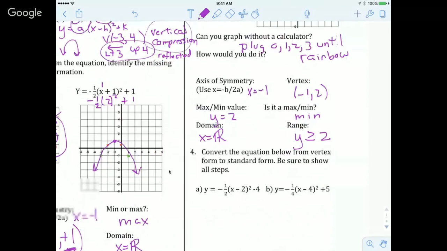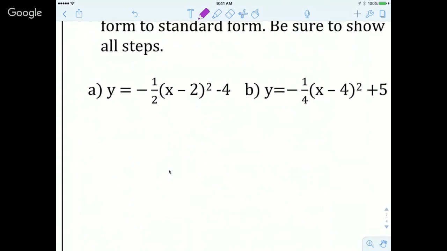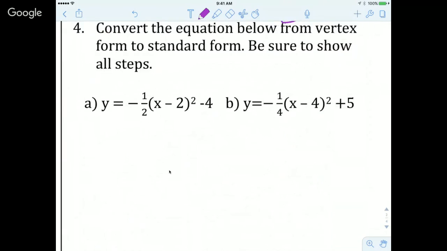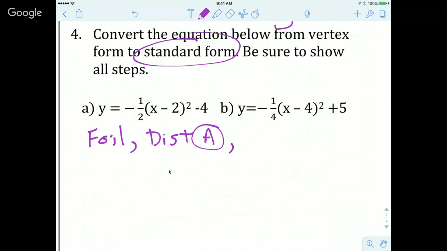Okay, problem number 4. I'm going to list the steps for you, and I'm only going to do one of these on the video. The answer key is posted, but you have -1/2 (x minus 2) squared minus 4. We want to convert it to standard form. To convert it to standard form, you're going to FOIL. What does that mean? You're going to distribute the a value, and then you're going to combine like terms.